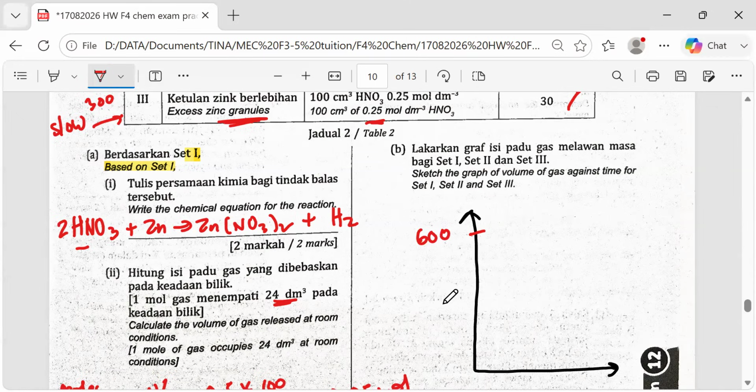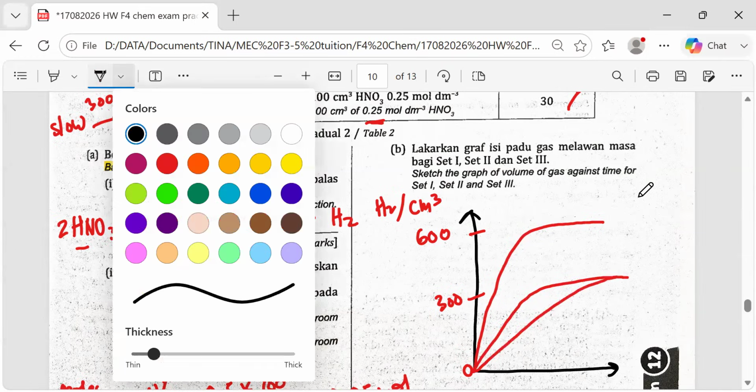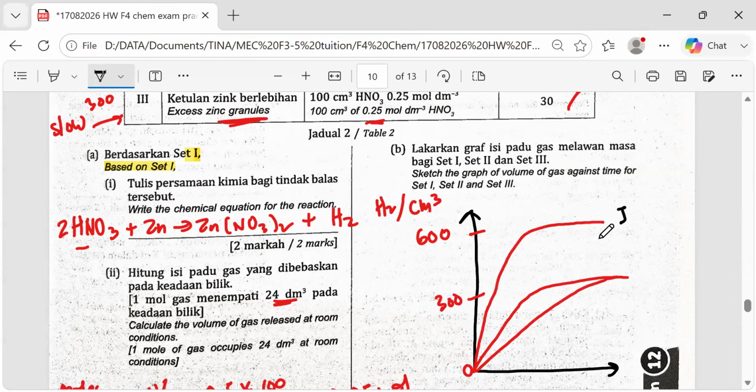So 600 and 300 hydrogen centimeter cube. Experiment 1 is fast and more. Experiment 2 is slow and more. Slow and half. Experiment 3 is slowest and half.